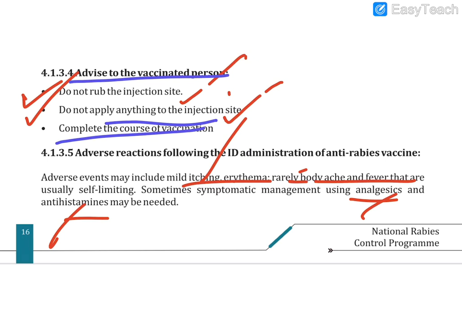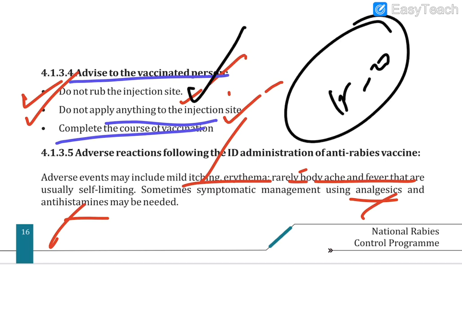After that, what advice will you give? You have to always observe the patient 15 to 20 minutes after giving the vaccine. Do not rub the injection site, do not apply anything, and complete the course. Mild itching, erythema, body ache, fever, all these things are normal.